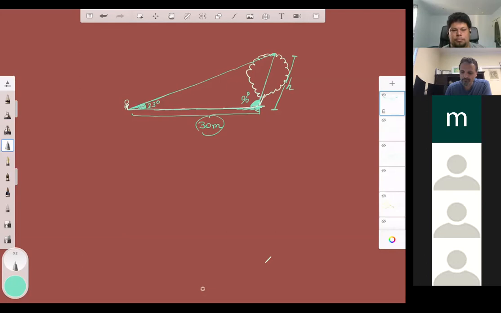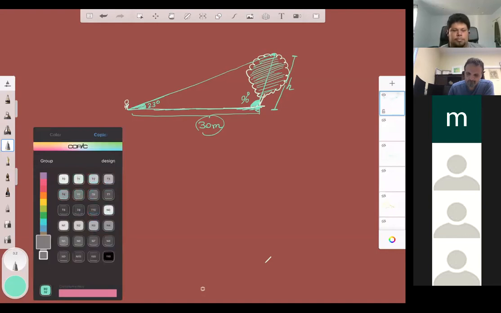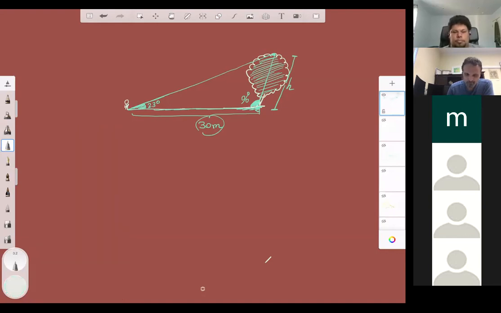So you might see in your homework and final exam, there are some pictures like this. So your job is to translate this picture to a triangle. So I'm going to make a triangle. This is 23 degrees. This is H. This is 30. That's 96 degrees.